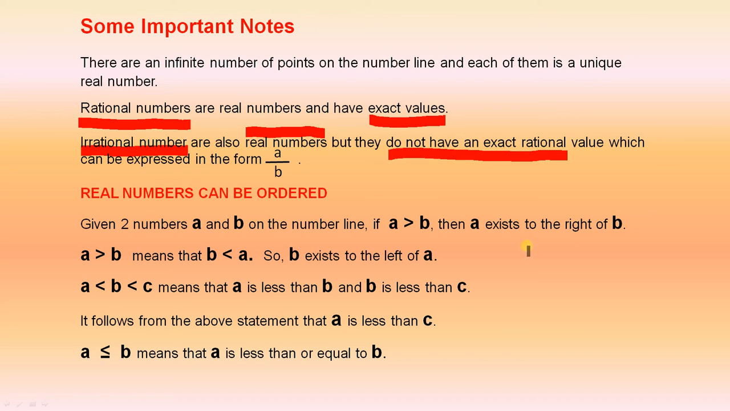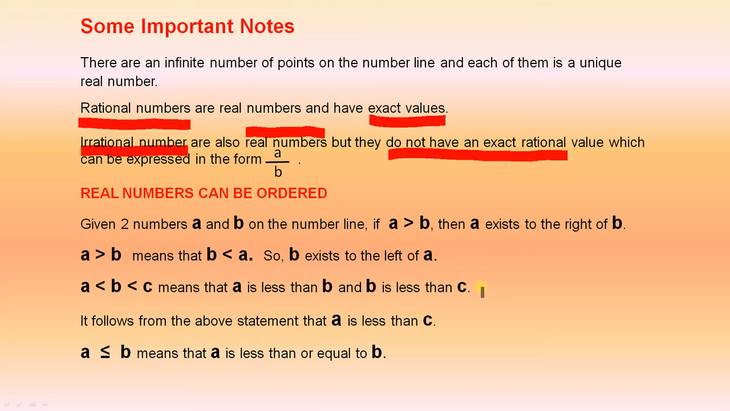Now, this sentence here, a is greater than b means that b is less than a. For example, if 10 is greater than 4, that means that 4 is less than 10. So if a is greater than b, means b is less than a, b exists to the left of a. So if b is less than a, b exists to the left of a. 2 is less than 8, 2 exists to the left of 8.